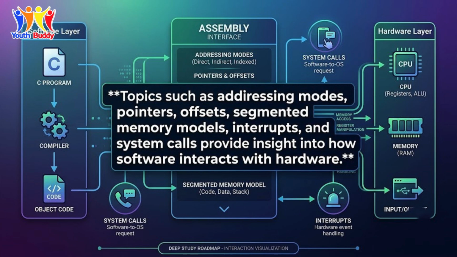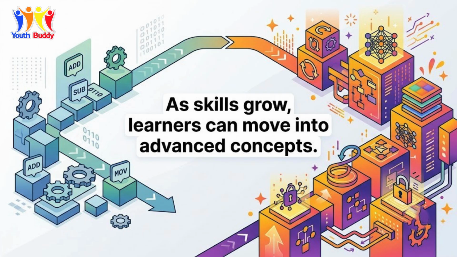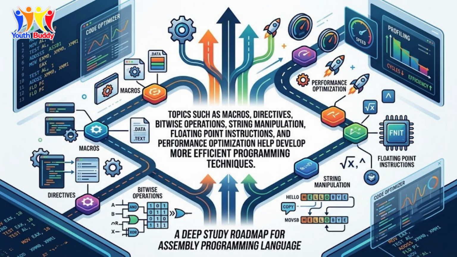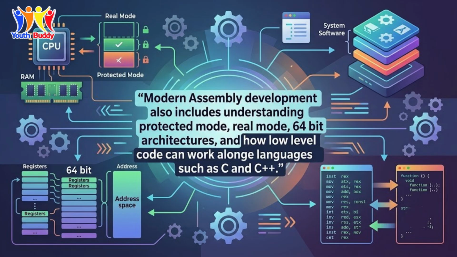As skills grow, learners can move into advanced concepts. Topics such as macros, directives, bitwise operations, string manipulation, floating point instructions, and performance optimization help develop more efficient programming techniques. Modern assembly development also includes understanding protected mode, real mode, 64-bit architectures, and how low-level code can work alongside languages such as C and C++.